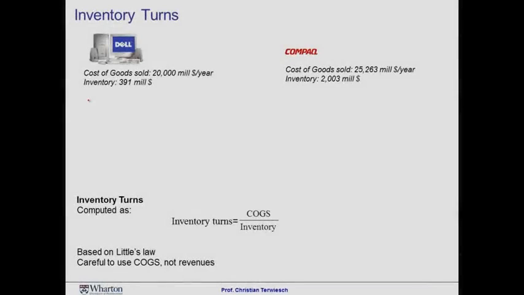Here's a comparison between computer companies Dell and Compaq. I know that Compaq is long gone from the landscape, but for the sake of comparison, I've picked the data for Dell and Compaq in the year that Compaq ended up merging with HP. I will give you some updated data about Dell in just a moment. Now look at these computations. We want to look at how many dollar bills flow through Dell per unit of time, in this case per year, and then apply Little's Law.